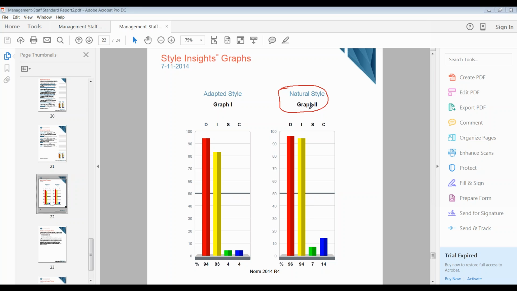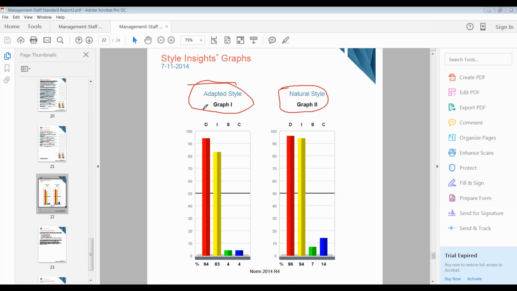Everybody raise your right hand. Natural style is on the right side. And believe me, when you start doing workshops, you have to repeat yourself 4 times. You say, look at the right graph, graph 2, and say it 4 times, because they don't know, they're still behind. Graph 1 is the way you are at work, the way you adapt to the work environment.